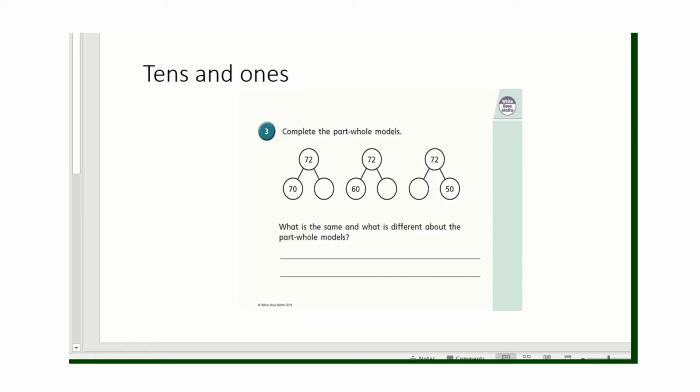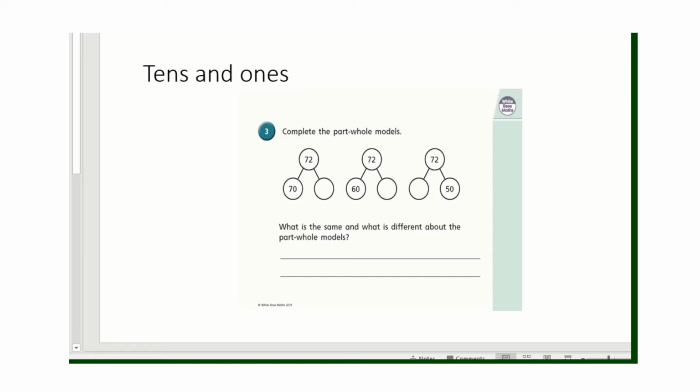Okay, you can see there's 3 part whole models. You can see each one has got the tens. So if you look at the second one, 60, so it would have 6 tens. So how many tens are left? There'd be a 10 and there'd be 2 ones. So it would be 12. So 72 can also be made up of 60 and 12.